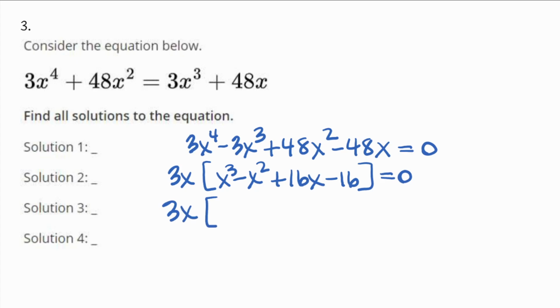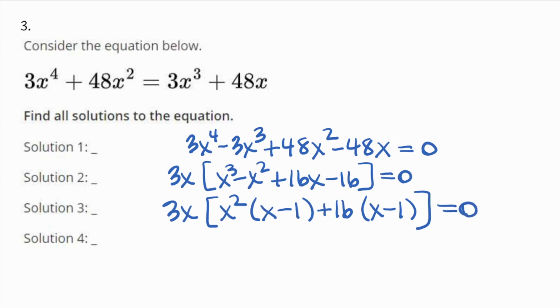So what's common to these is going to be x squared, and I'm left with an x minus 1. And then 16x minus 16, those just have the 16 in common. So I'll be left with an x minus 1 there. And this is going well, right? We can factor out the x minus 1. And then I'm left with x squared plus 16.